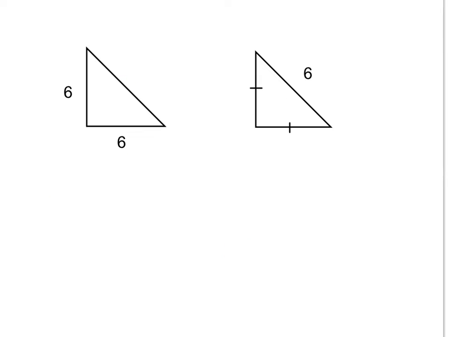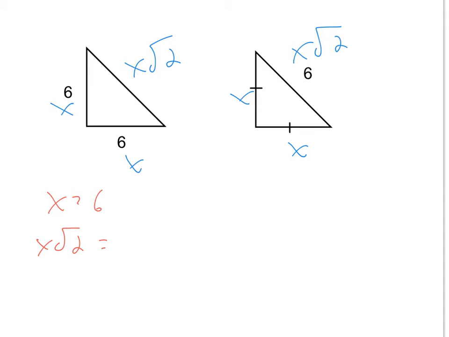Okay, let's do these two triangles here. We're going to find the missing sides. These are both 45-45-90 right triangles, so they're going to follow the pattern of x, x, x root 2. In the first case, x is equal to 6. That means that x root 2 is equal to 6 times root 2, or 6 root 2. So this missing side is 6 root 2.